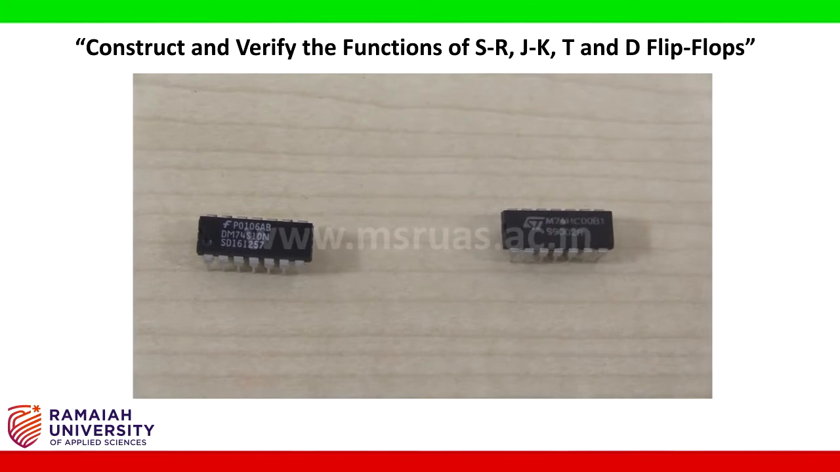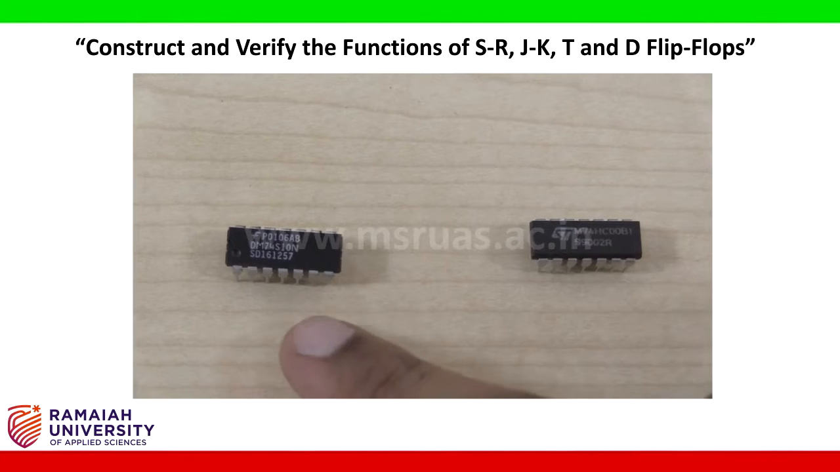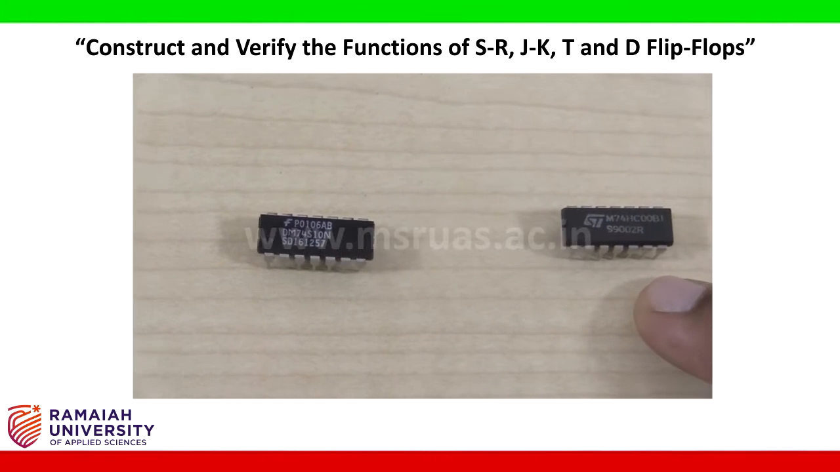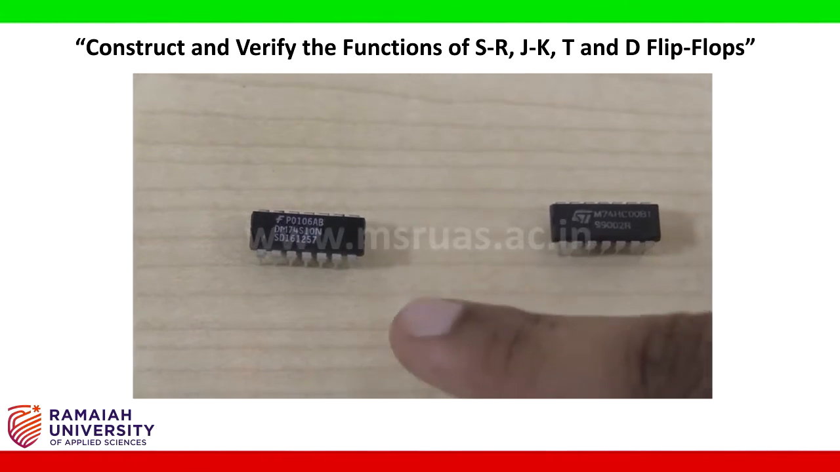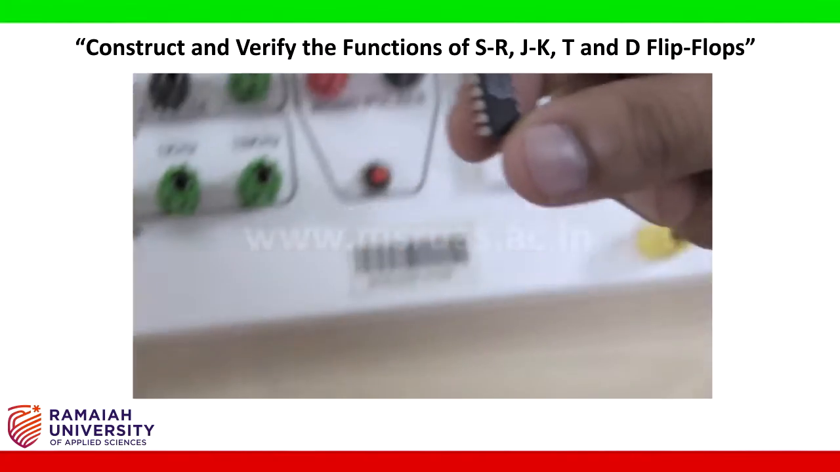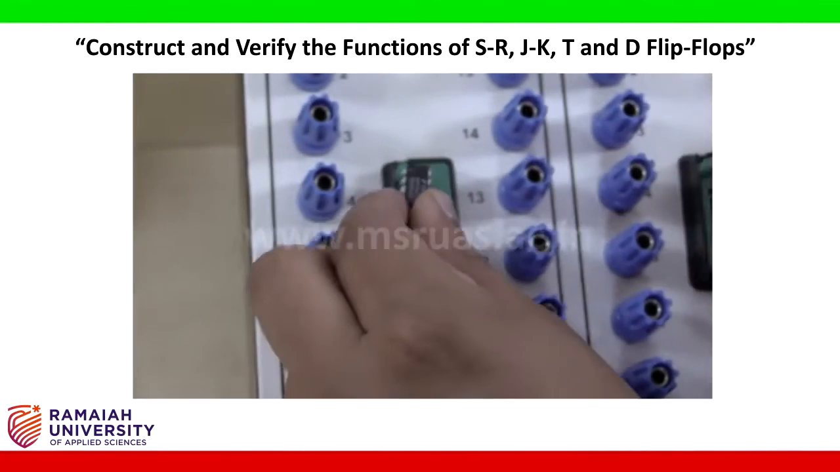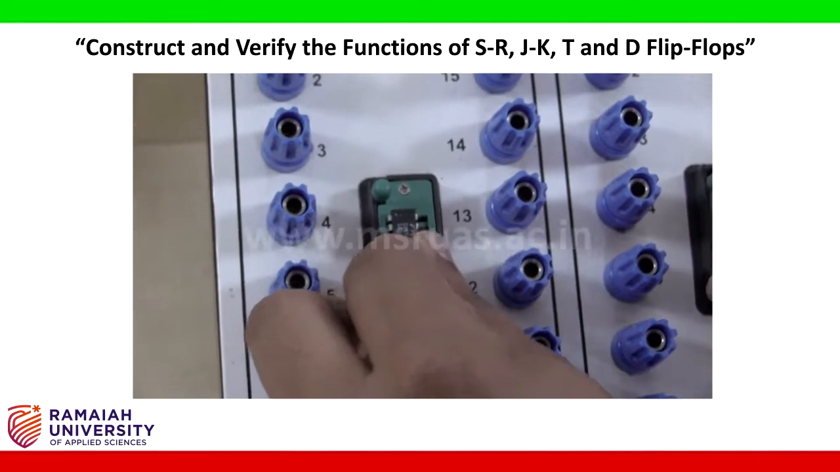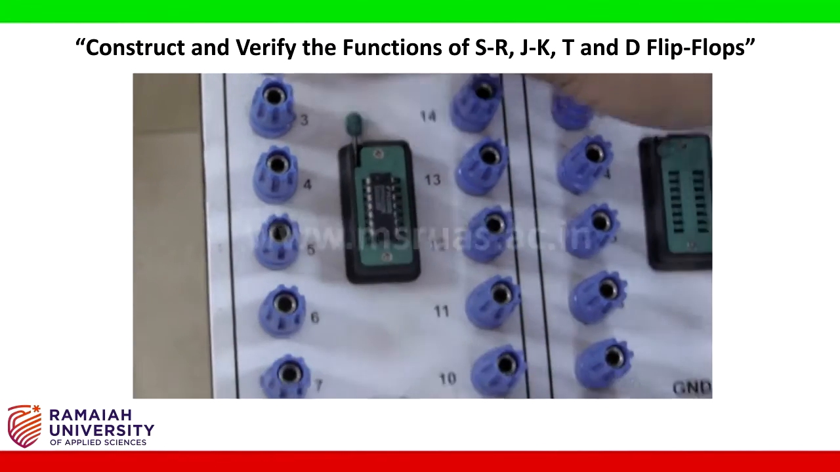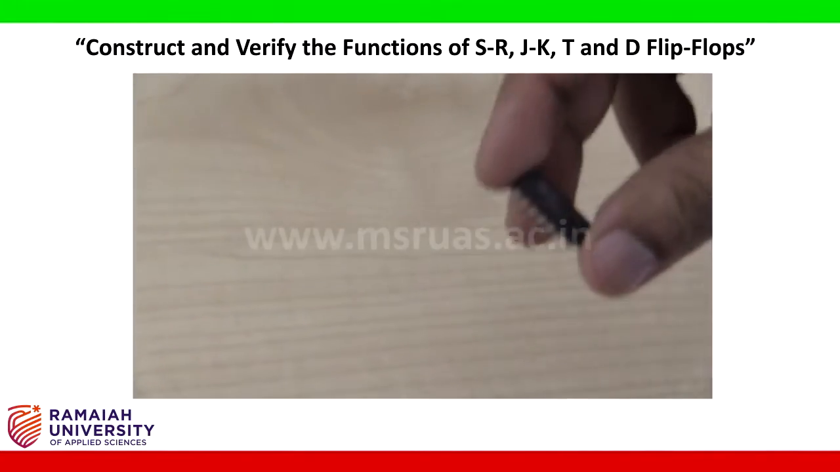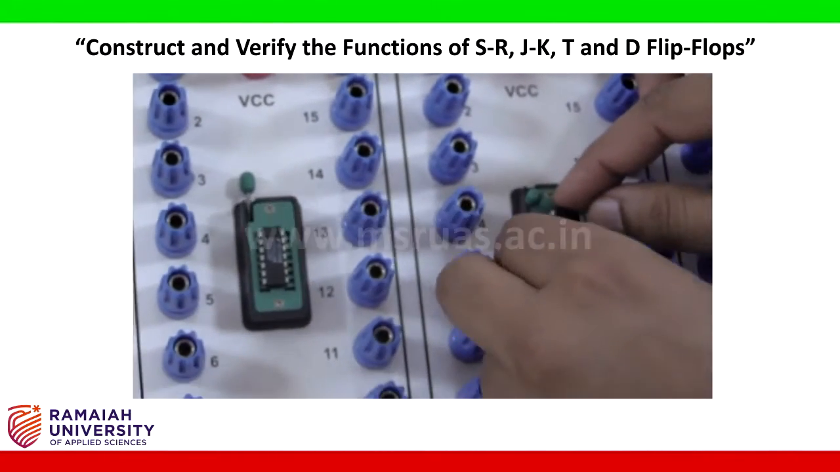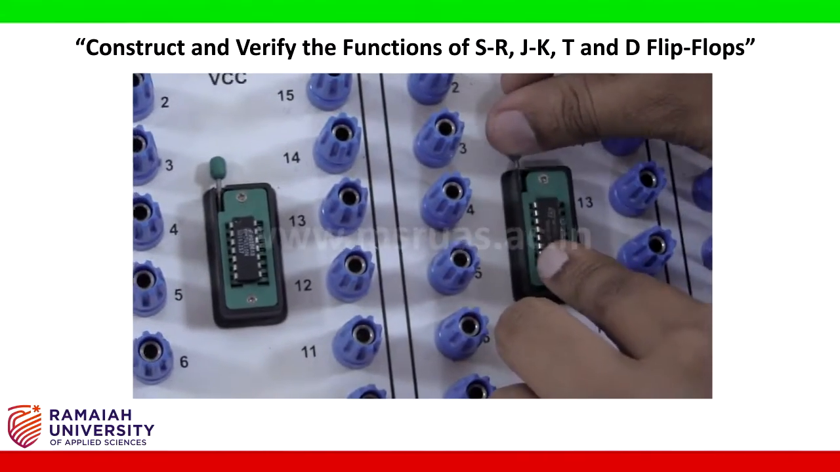To implement this experiment, we are using a 3 input NAND gate, that is 7410, and a 2 input NAND gate, that is 7400. Now let us place the ICs into 2 IC bases. First I am placing the 3 input NAND gate into the first IC base. After placing it, close the lever. Then this is another one, the 2 input NAND gate, that is 7400. Place it into the second IC base and close the lever.